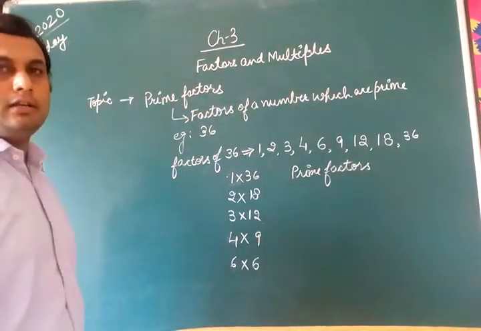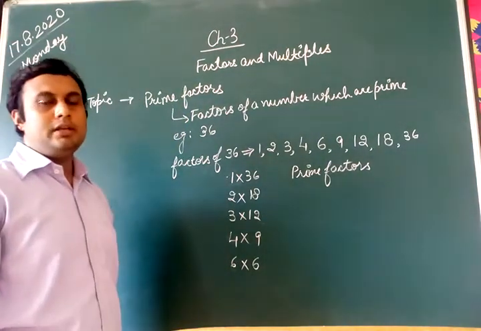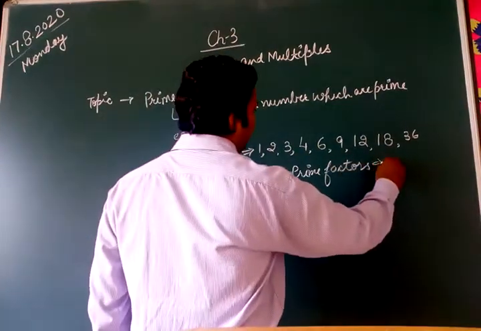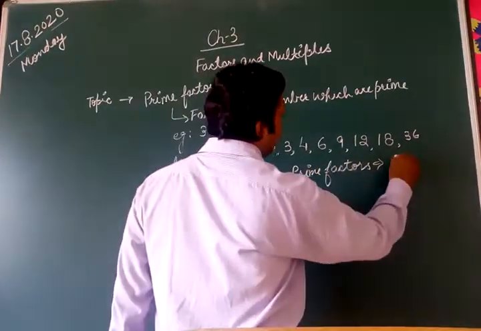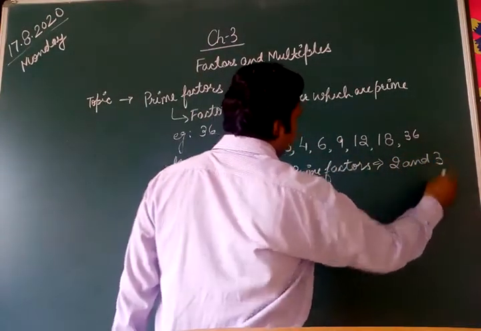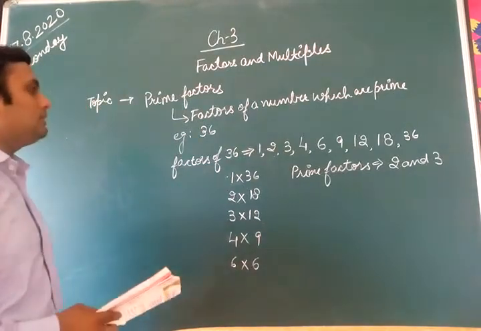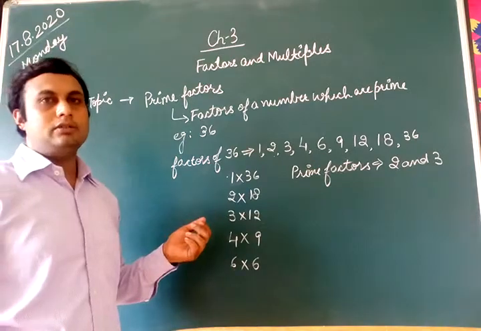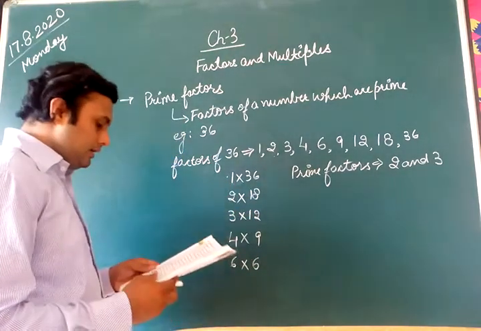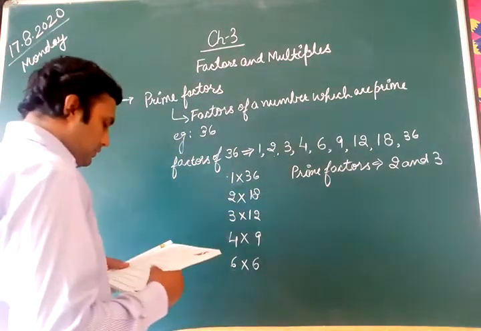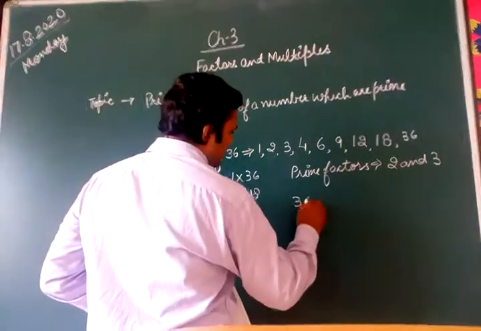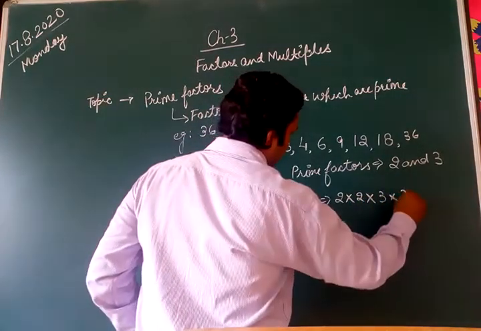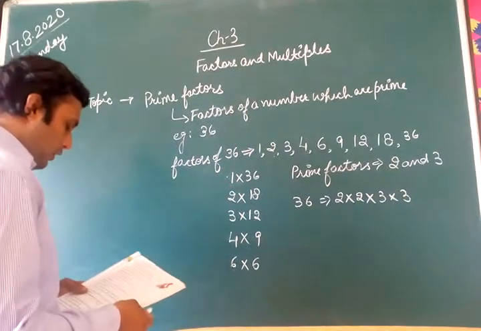But if we talk about the prime factors, as we have discussed earlier, a prime number has only two factors, 1 and the number itself. If we talk about the prime factors, 2 and 3 are the prime factors. We have to take out the factors of a number and then take out the prime numbers. So this number can be written as a product: 36 is 2 multiplied by 2, 3 multiplied by 3. So this is the product of its prime factors.